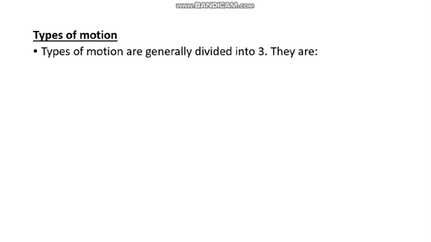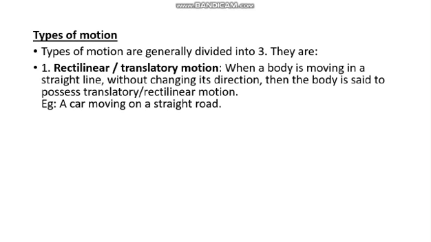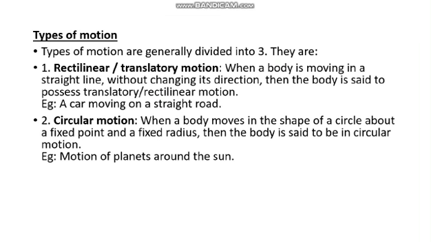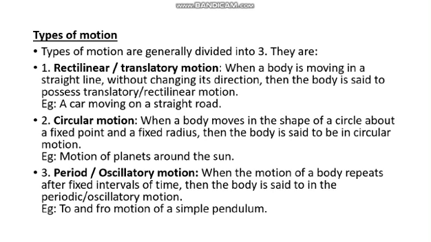Next we will see the types of motion. The motion of all objects is not necessarily of the same type. So we can see the different types of motion. We have studied these types of motion in 6th standard itself. Rectilinear or translatory motion. When a body is moving in a straight line without changing its direction, then the body is said to possess translatory or rectilinear motion. Example, a moving car on a straight road or the motion of a train on a straight bridge.